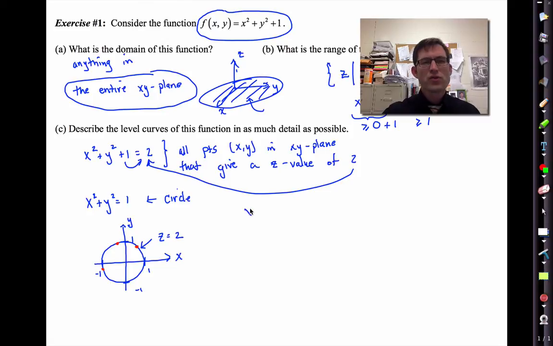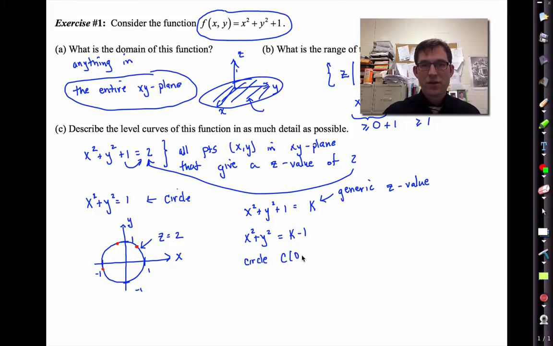On the other hand, I could go a little more generic. I could say, well, let's say I pick a generic z value. For whatever reason, very often they use the letter k. So I'm going to say this is a generic z value. I know, why don't we use z? Well, we don't. And of course what we get is something like this. And this is also a circle, right, with the center at 0, 0, and with a radius equal to the square root of k minus 1, right?